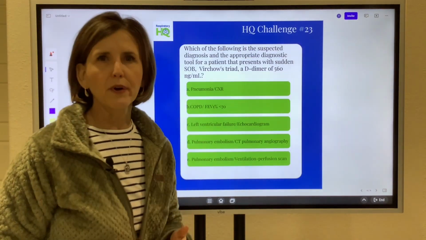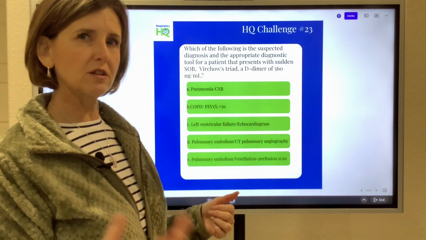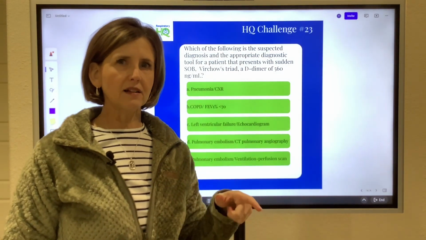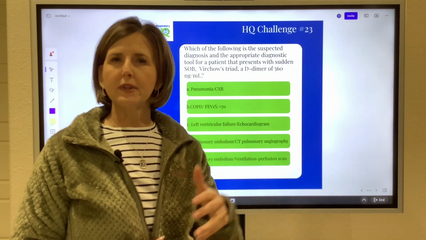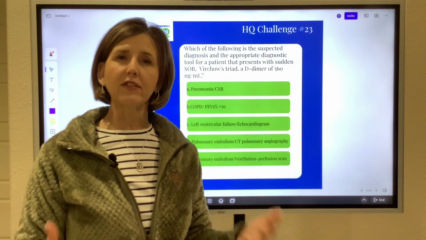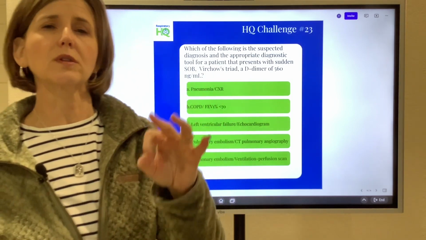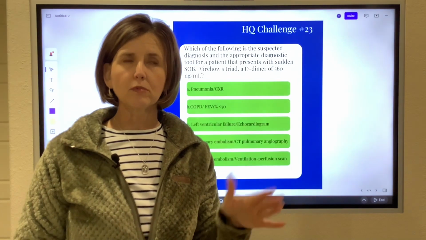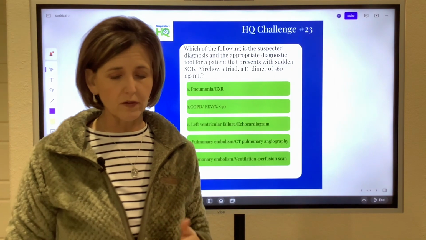So sudden shortness of breath, that could be a whole plethora of things, okay? So it doesn't tell us much except the patient's in distress. But when we talk about Virchow's triangle, that tells us a little bit more, okay? So Virchow was a German doctor, and he identified the link between blood clots and three things, okay? Those three things really quickly are hemostasis, which means the blood's not moving a lot, okay? So this is why early mobilization is so important, so we don't have hemostasis. That's one of the reasons.